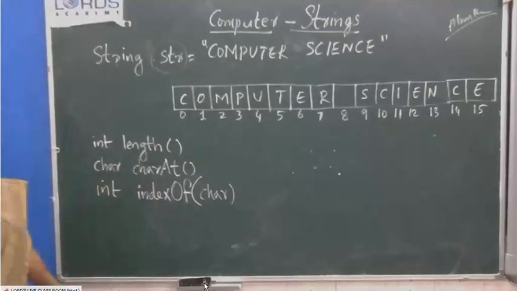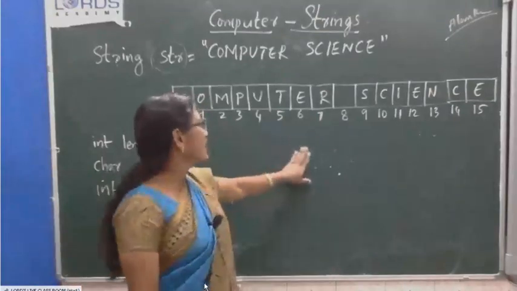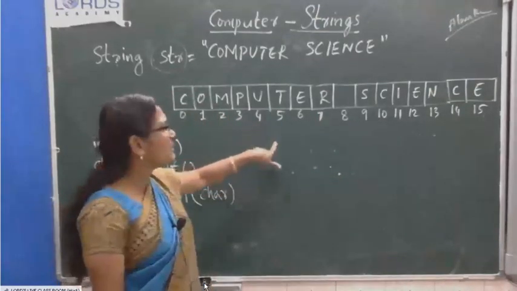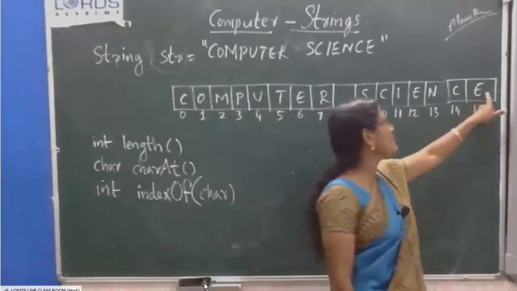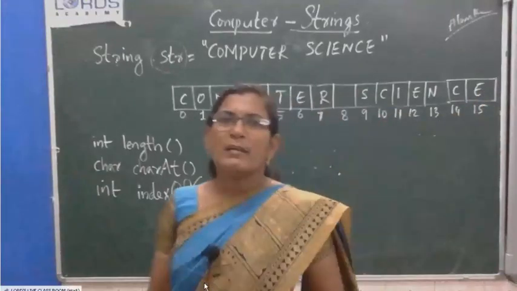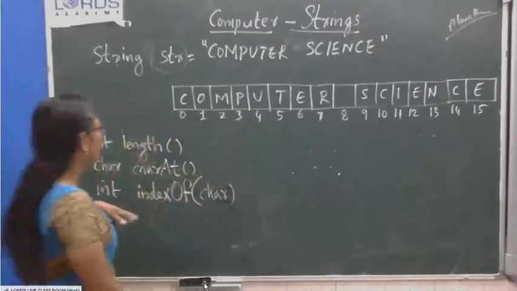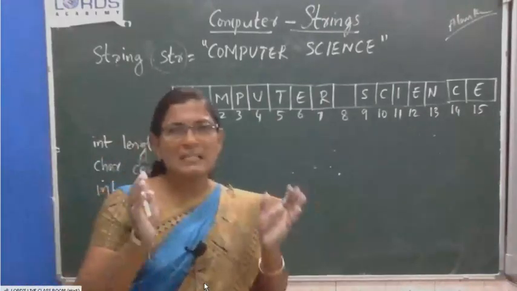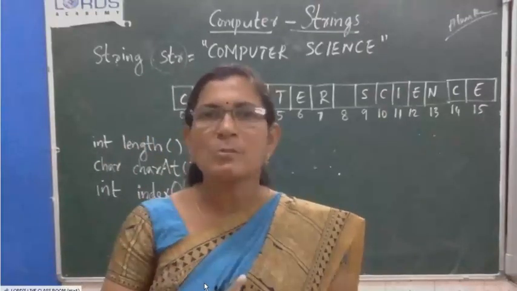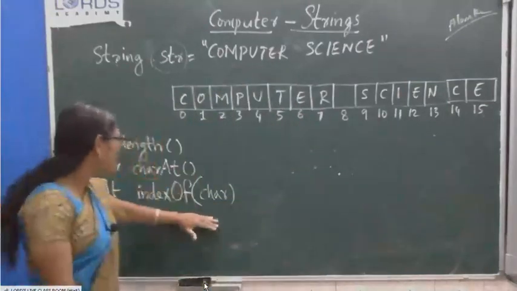I just want to find out what is the index number of E, the first occurrence of E. Look at the string. Here in the string, E is repeated twice. E is occurring at index number 6 and E is there at index number 15 also. In two different places, the letter E is stored in the string str. So, the indexOf method will give you the index number of the first occurrence of the specified character.